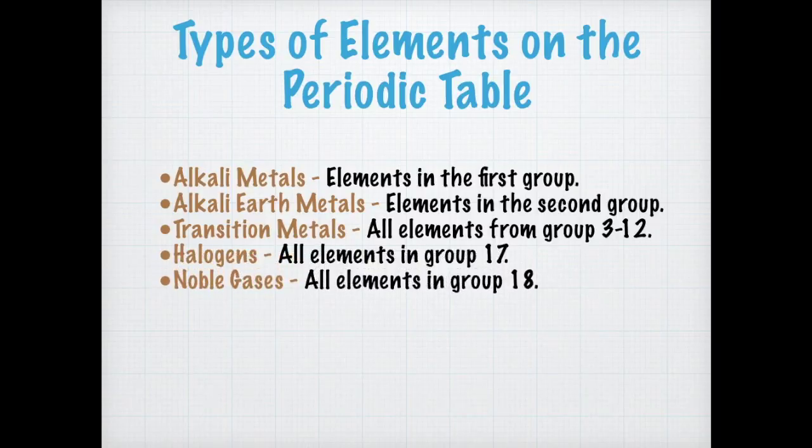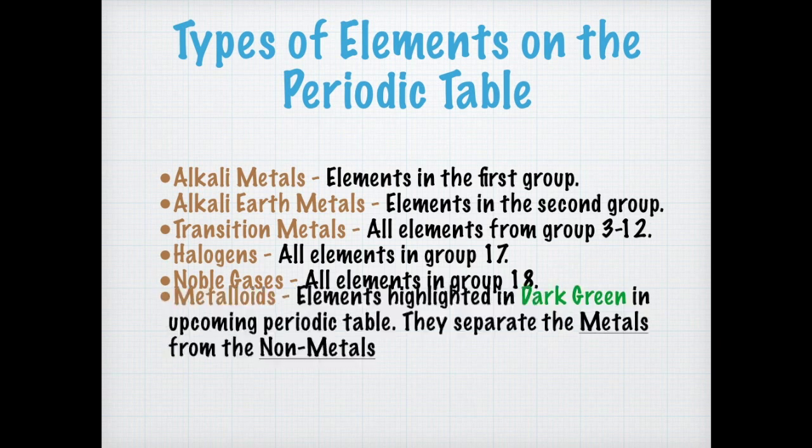Let's revise. So the alkali metals are all the elements in the first group, group number 1. The alkali earth metals are all the elements in the second group, while the transition metals are all the elements from group 3 to group 12. And the halogens are all elements in group 17, while the noble gases are all elements in group 18.